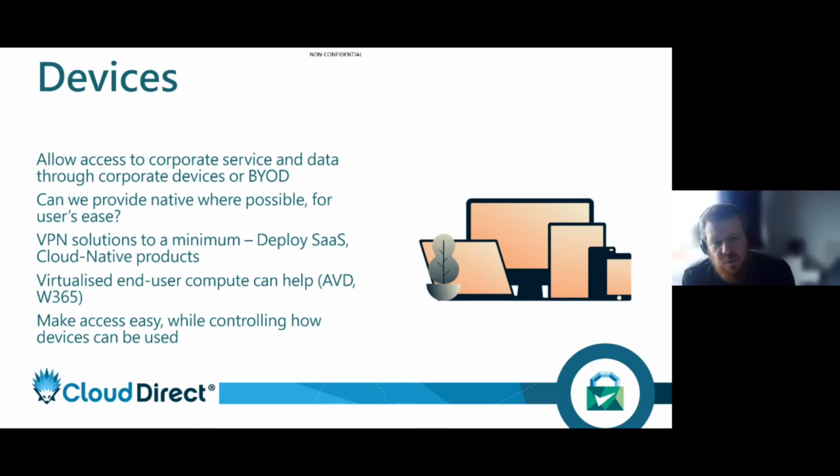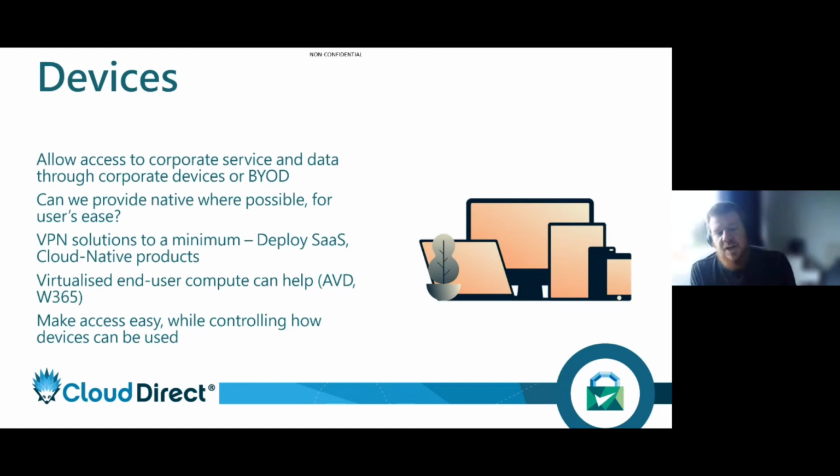Can we deploy software as a service or cloud native products to stop us having all of those extra gates to get through in order to access what we need to be working on? So if we can try and keep VPN solutions to a minimum, obviously there will always be uses for them, but if we can try and remove those from our day-to-day work, it gives people less steps to authenticate in order to get their work done. It makes things more streamlined, but it also helps us with our security.